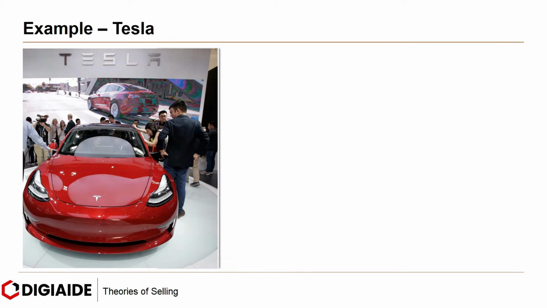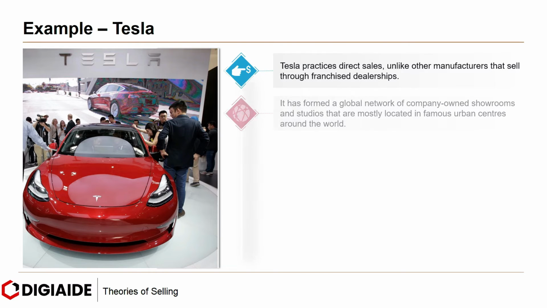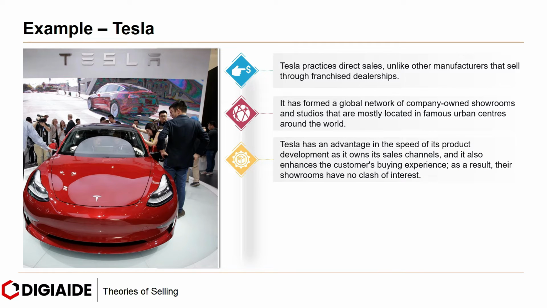Moving on to the example of need satisfaction theory, in this case it is Tesla. I'm sure most of you know that customers can customize their Tesla cars. Tesla practices direct sales, unlike other manufacturers that sell through franchise dealerships. Tesla has formed a global network of company-owned showrooms and studios that are mostly located in famous urban centers around the world. Tesla has an advantage in the speed of its product development as it owns its sales channels, and this also enhances the customer buying experience.